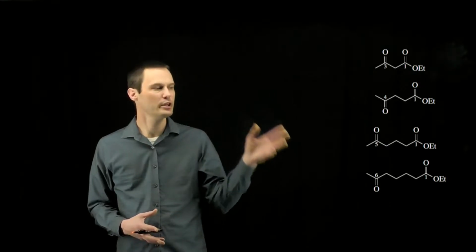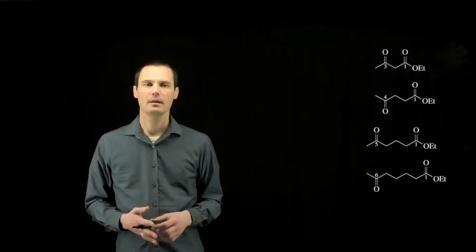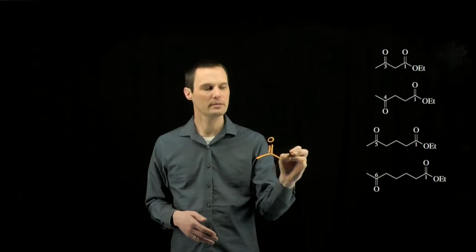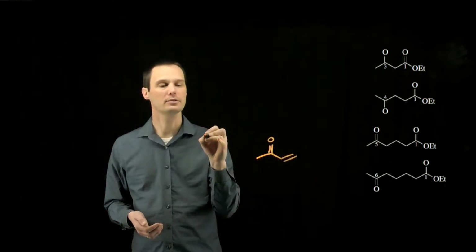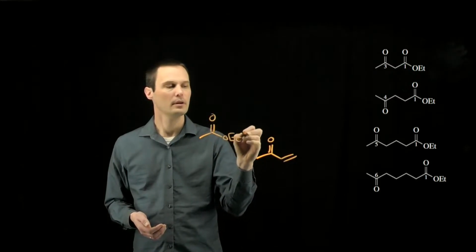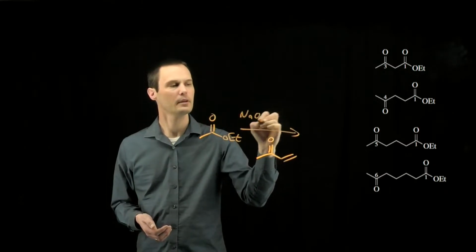This assessment asks us to predict which product would be best synthesized through a Michael addition reaction. For a Michael addition, that means we need the electrophile to be some kind of alpha-beta unsaturated carbonyl. And our nucleophile is going to be some kind of enolate, and so it will be an enolate derived from an ester. We'll form that enolate using sodium ethoxide in ethanol.